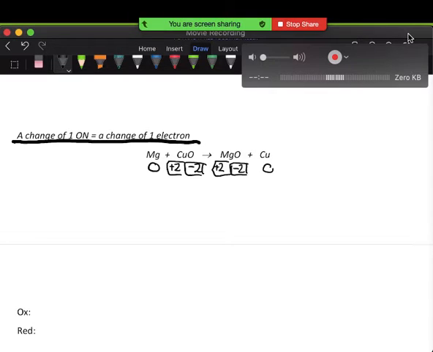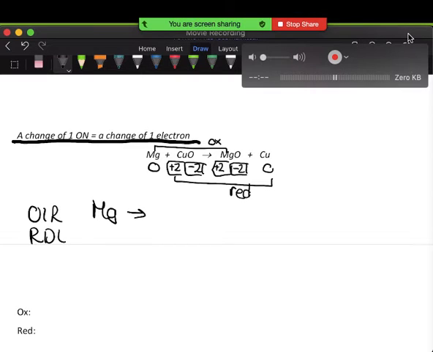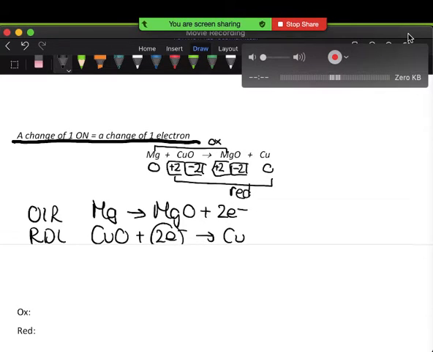So then I am going from 0 to +2. This is my oxidation. I am going from +2 to 0 here. This is my reduction. So I go OIR, I go ORDL. Magnesium goes to magnesium oxide plus, in this instance, 2 electrons. My copper oxide plus 2 electrons is going to Cu. My electrons match. I don't need to do anything else. And I just rewrite final.